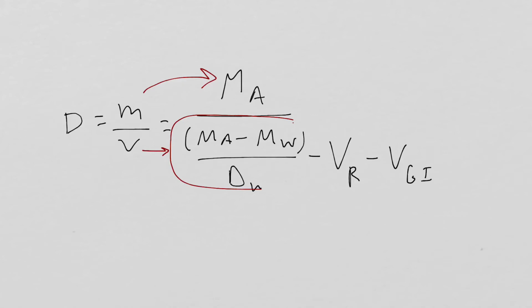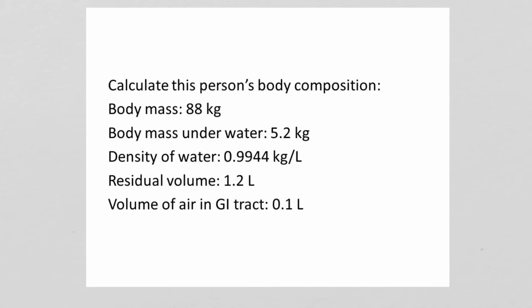So now let's take a look at an actual example. So here's a person who weighs 88 kilograms. Body mass underwater is 5.2 kilograms. In this case, the density of water is 0.9944. The person's residual volume is 1.2 liters, and the volume of the GI tract is 0.1. So let's go through and do the calculation.